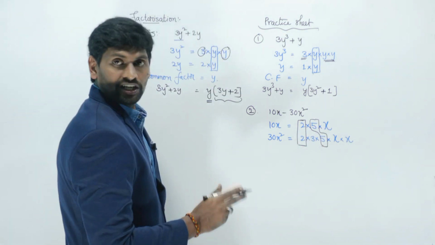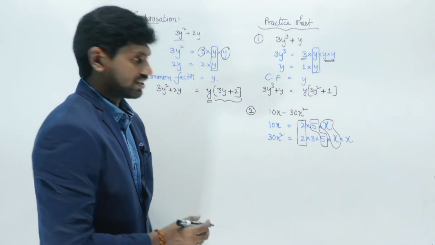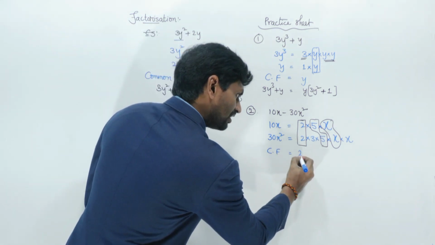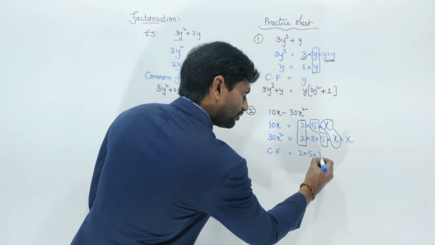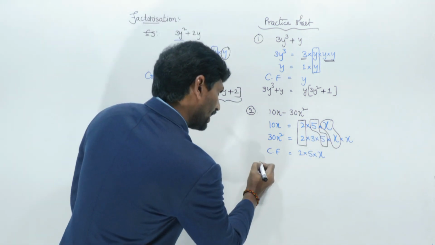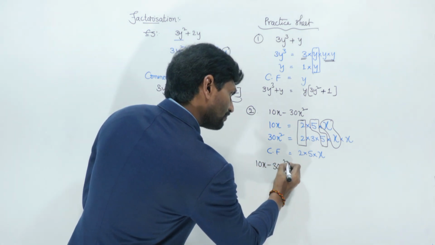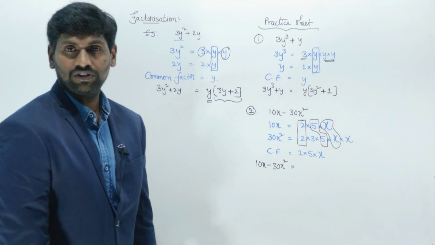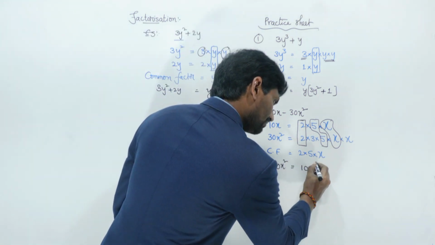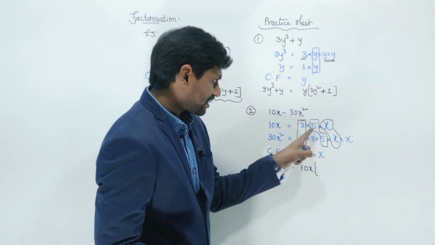Okay? Now variables, x is a common factor. Now I am going to write the common factor is 2 into 5 into x. That means 10x is a common factor. Now I am taking the given expression 10x minus 30x square equals to, first write the common factor. What is the common factor? 10x.